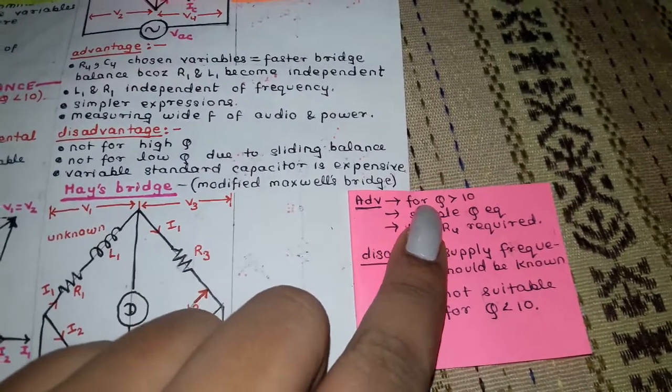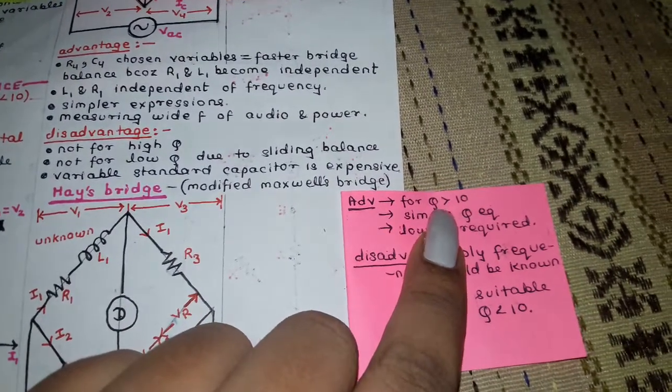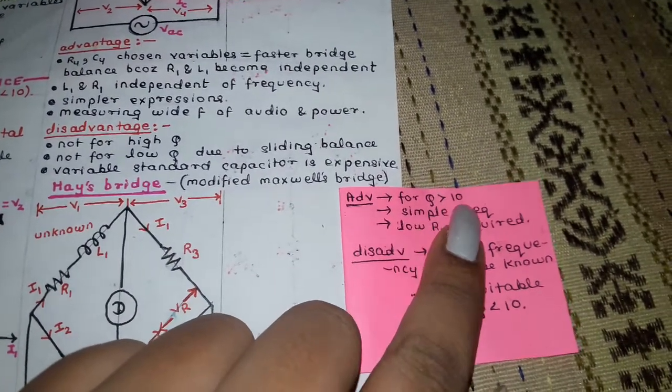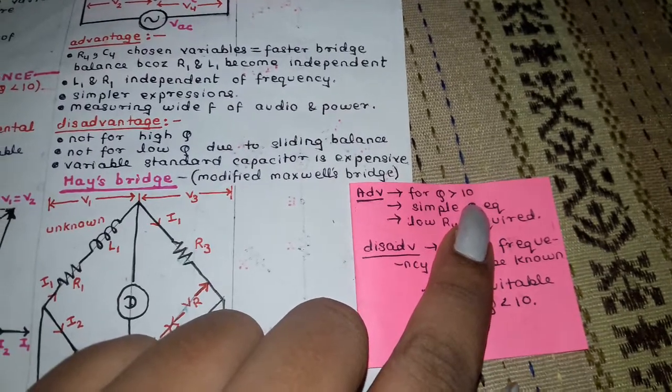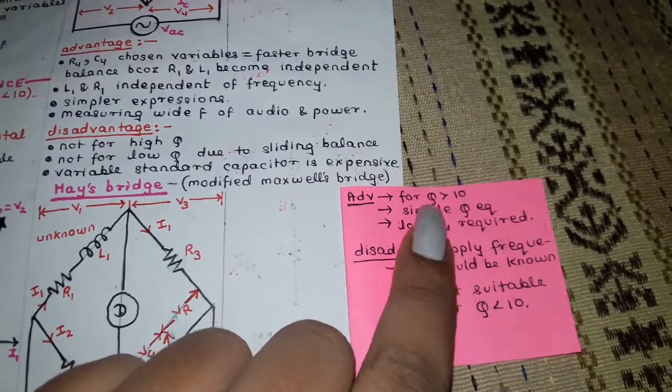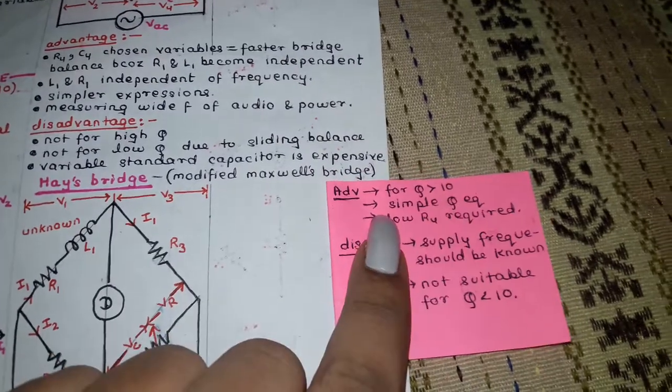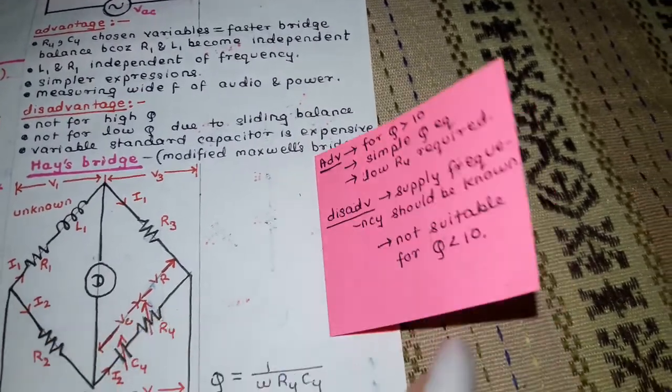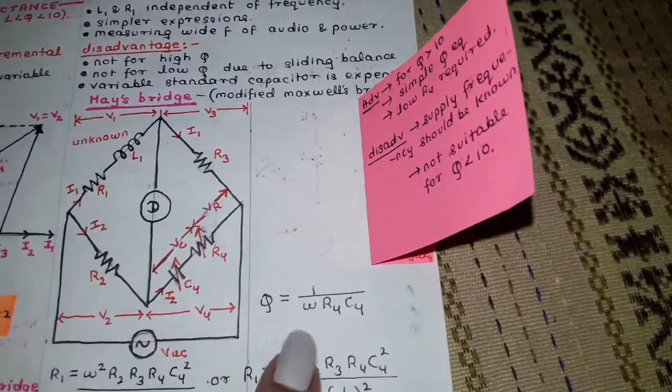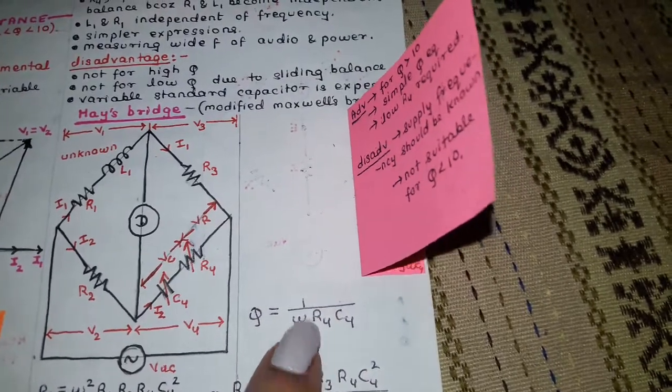It is good for measuring the inductance of a coil if the quality factor is greater than 10. If you have a high quality factor coil, then this method is preferred. It has simple quality factor equations. You see this equation over here, it is very simple to solve manually.